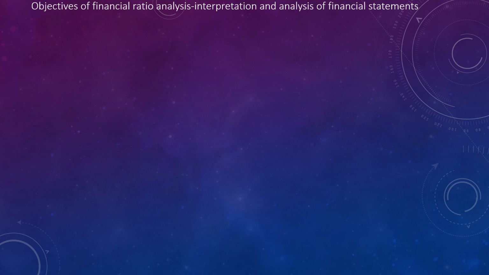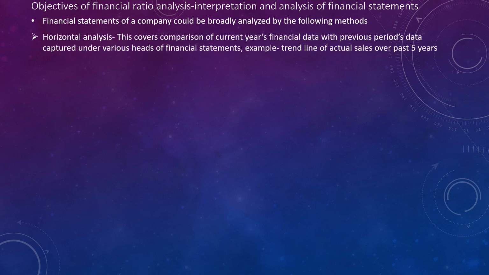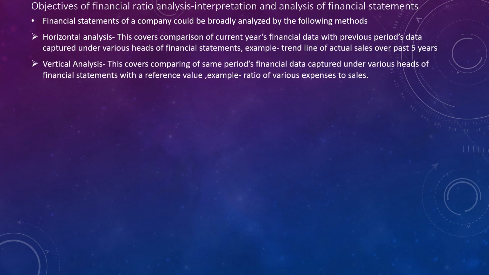Now, what are the objectives of financial ratio analysis? It is the interpretation and analysis of the financial statements. Financial statements of a company could be broadly analyzed by the following methods. Horizontal analysis. This covers comparison of the company's financial data with previous years' data captured into various heads of financial statements. Example, trend line of actual sales over the past 5 years.